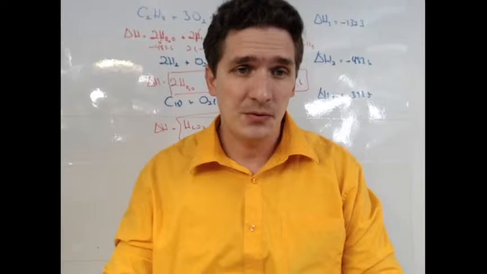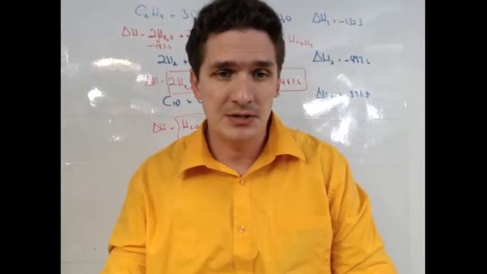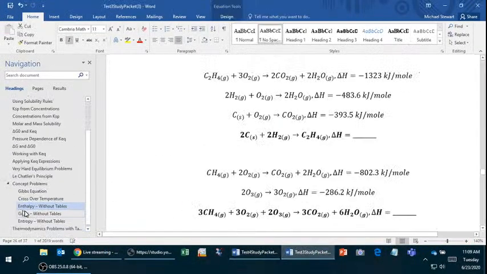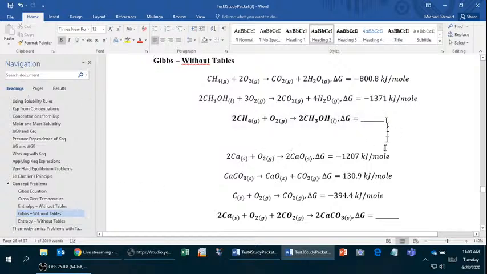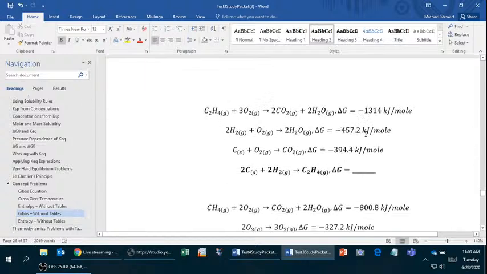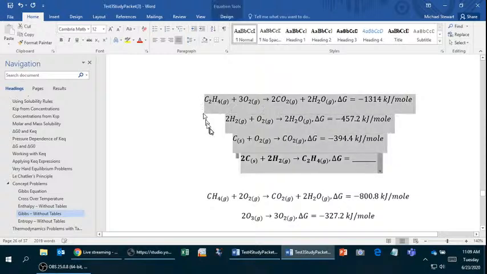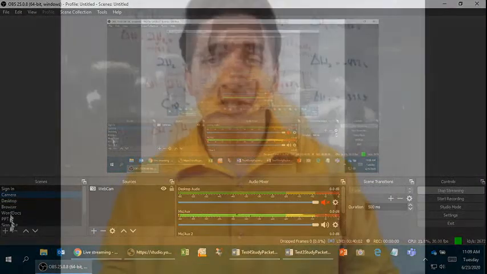Now, to solve this for the Gibbs energy, we have the same problem here. C2H4: minus 1314, minus 457.2, minus 394.4. This is solved the exact same way. So the only thing I would do on the board behind me is just change out the numbers.